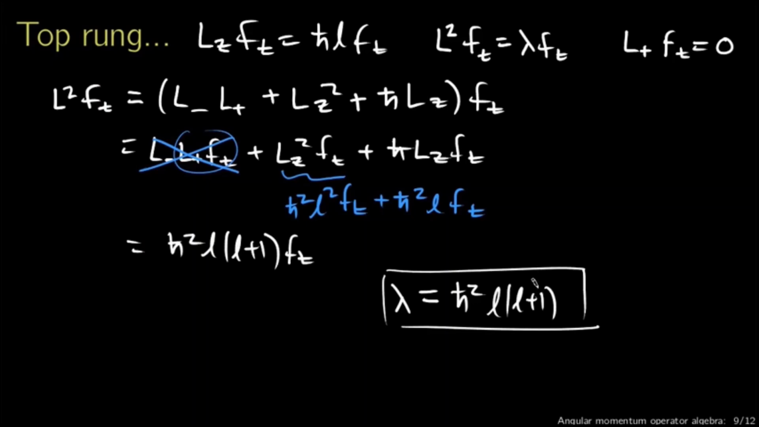So it's given us a relationship between l, the eigenvalue of Lz for the top rung case, and the overall eigenvalue, the eigenvalue of L squared, sort of the total angular momentum operator. So that's our top rung. Now let's consider the bottom rung. What does the bottom rung give us? Well, as before, we're working with simultaneous eigenstates of both Lz and L squared. So I have Lz f_b is h bar, and I'll call this l bar in keeping with Griffiths' notation, for the eigenvalue of Lz.